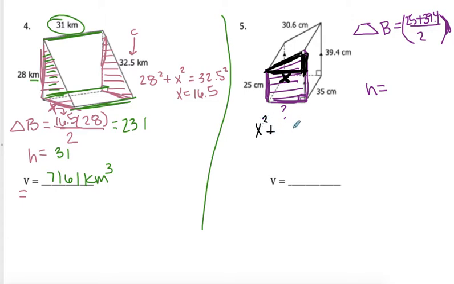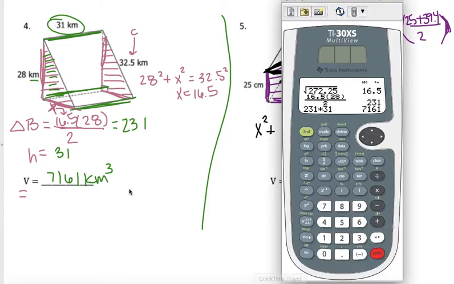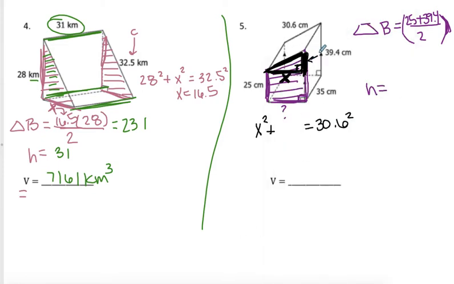So now I have x squared plus, we need to find that piece. And then I have my distance here. I do know that of 30.6 squared. So I have the 25 here, I have the 39.4 here, but I need just that little piece to find the Pythagorean theorem to make it a right triangle here. So I'm going to take 39.4 minus 25 to see what's left over for that triangle. So I get 14.4 for this piece here.